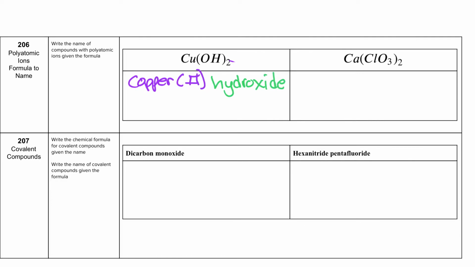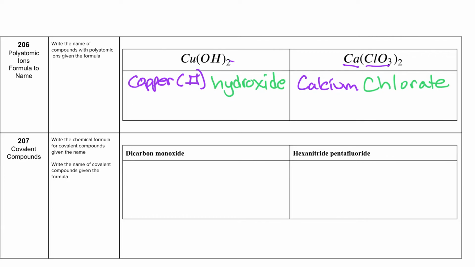Okay, the next example, CaClO3. So calcium is a fixed charge, so we just write calcium. No worrying about the charges or crisscrossing and working backwards. Calcium has a fixed charge, so we just write its name. Then the ClO3 is chlorate. So calcium chlorate. And that's the name of CaClO3, calcium chlorate.